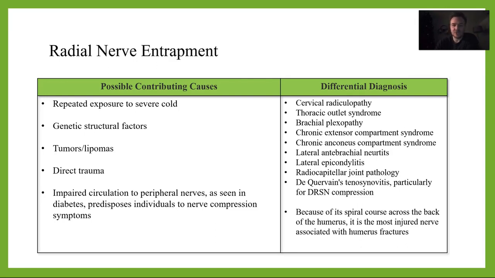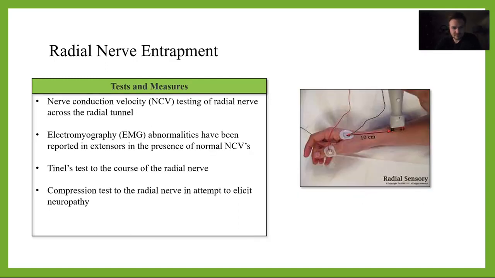Differential diagnosis, you have a laundry list of stuff that mimics this, so understand it. What do you do for tests and measures? And really this is true for all of these nerve pathologies, we can do things like a nerve conduction velocity test to see if there is impedance in the electrical signaling of the nerve as it courses down the arm. But Tinel's test to the radial nerve, compression test to the radial nerve, those are both two things you can do.